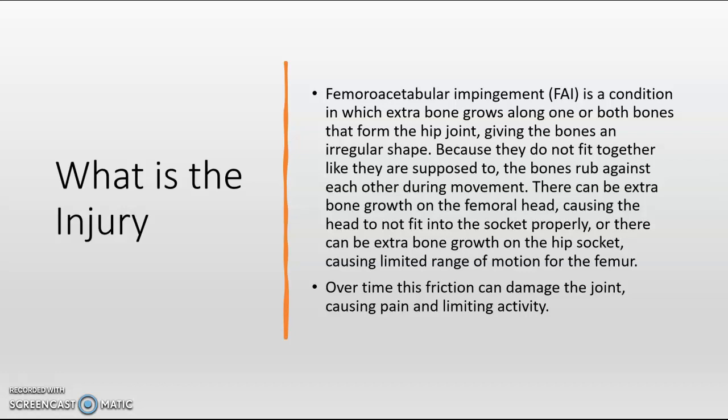FAI is a condition in which extra bone grows along one or both of the bones that form the hip joint, giving the bones an irregular shape. Because they're not fit together like they're supposed to, the bones rub against each other during movement. There can be extra bone growth on the femoral head, causing the head not to fit into the socket properly. Or there can be extra bone growth on the hip socket, causing limited range of motion for the femur. Over time, this friction can damage the joint, causing pain and limiting activity.